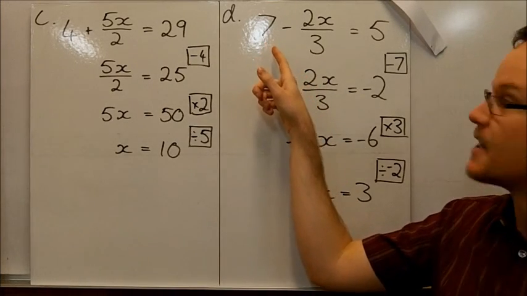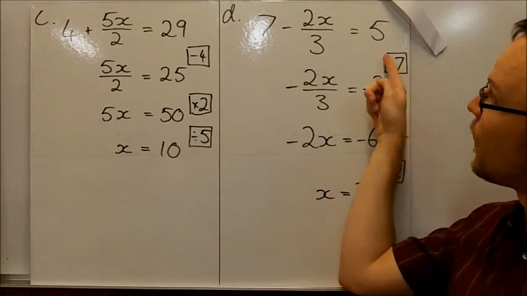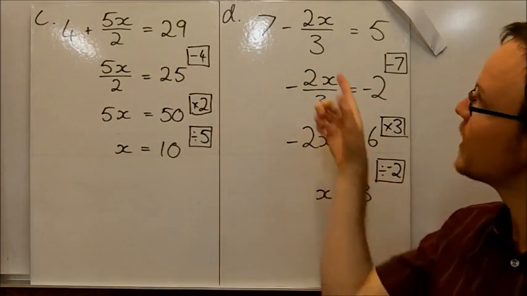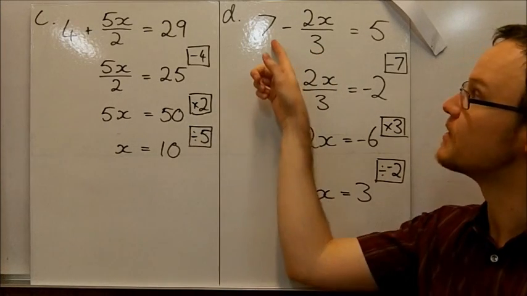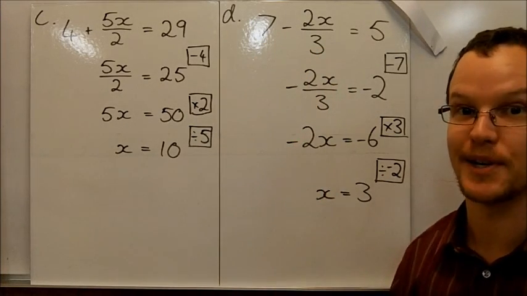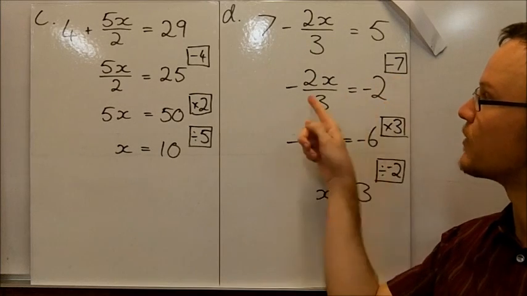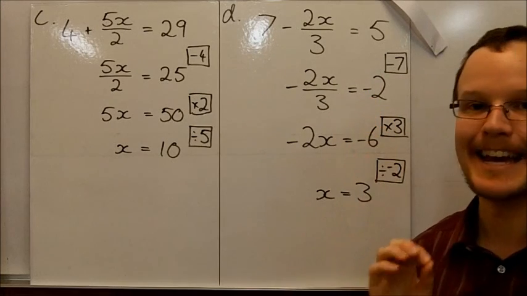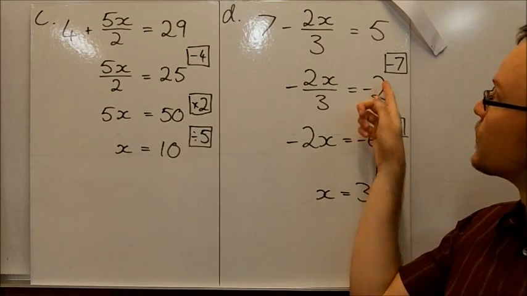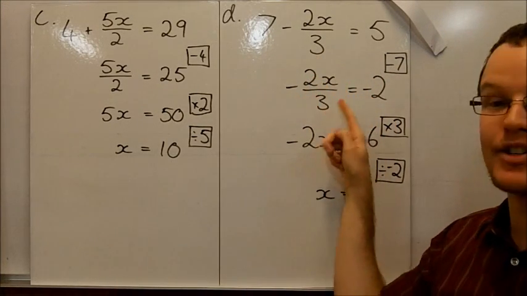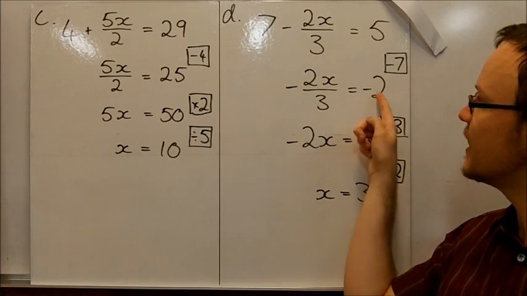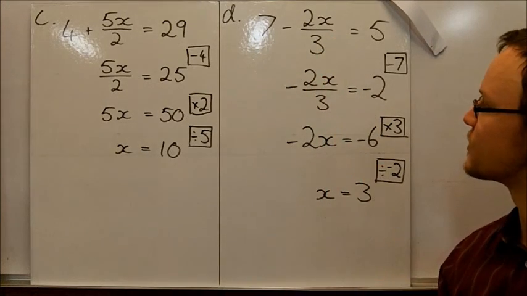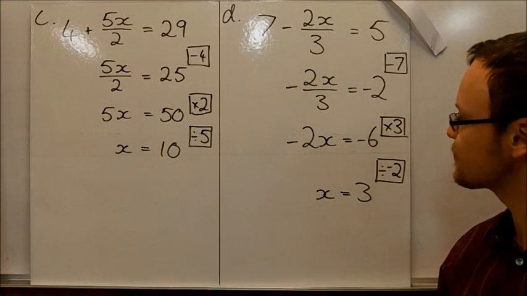Here, for our last example, 7 minus 2x over 3 equals 5, okay? Once again, we've got an additional number out the front. We don't have just a fraction on one side. So we need to remove this 7. We can take 7 away from both sides to do that. So let's do that. Take 7 away from both sides, and that 7 will be removed. And 5 minus 7 is negative 2. So we've got negative 2x over 3 on this side, and negative 2 on this side of the equation. They're equivalent equations because we've taken 7 from both sides.